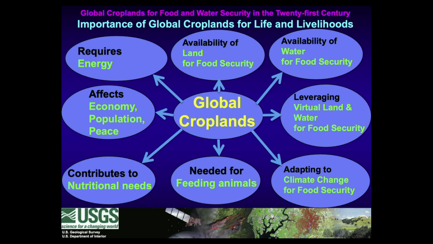Croplands are not only related to feeding humans, but also animals. Now, with the development of the so-called economically developing countries, the nutritional needs of the people are also increasing. And as you know, food is really peace as well. If you have enough food, people can be peaceful.